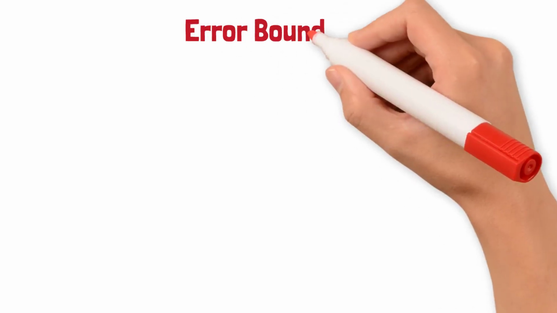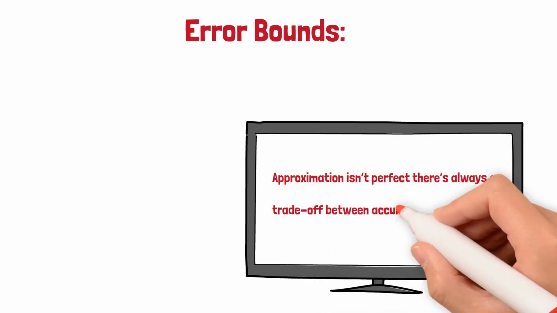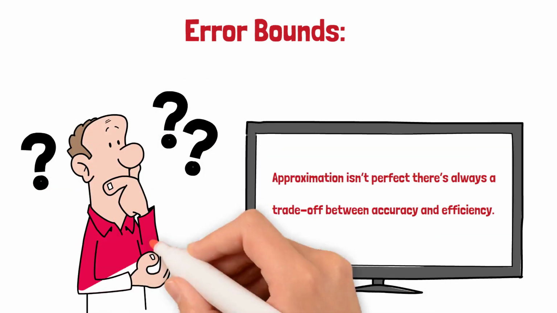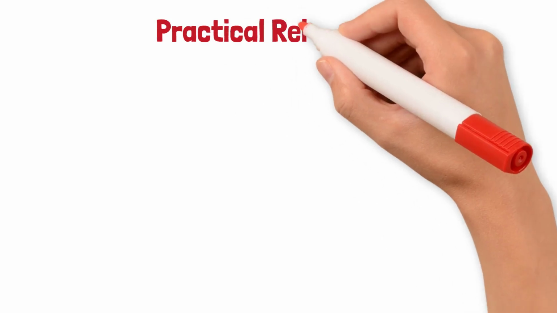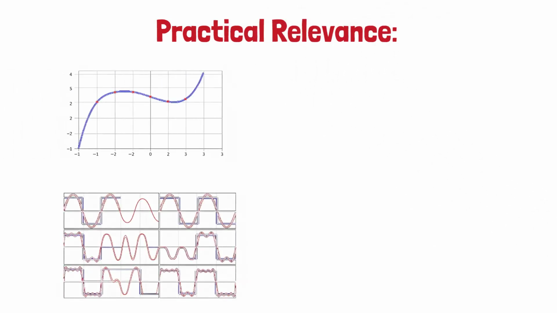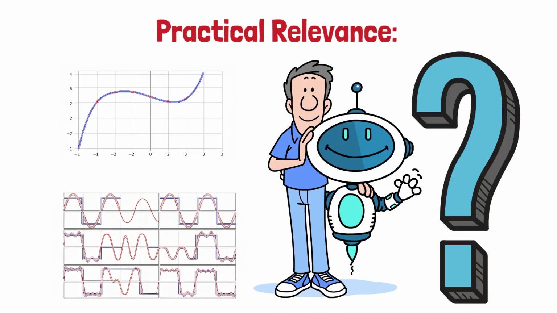Error bounds. Approximation isn't perfect. There's always a trade-off between accuracy and efficiency. The theory provides tools to measure how close we can get. Practical relevance. From polynomial interpolation to Fourier series, approximation theory shows up everywhere. And in AI, it tells us why deep learning actually works.